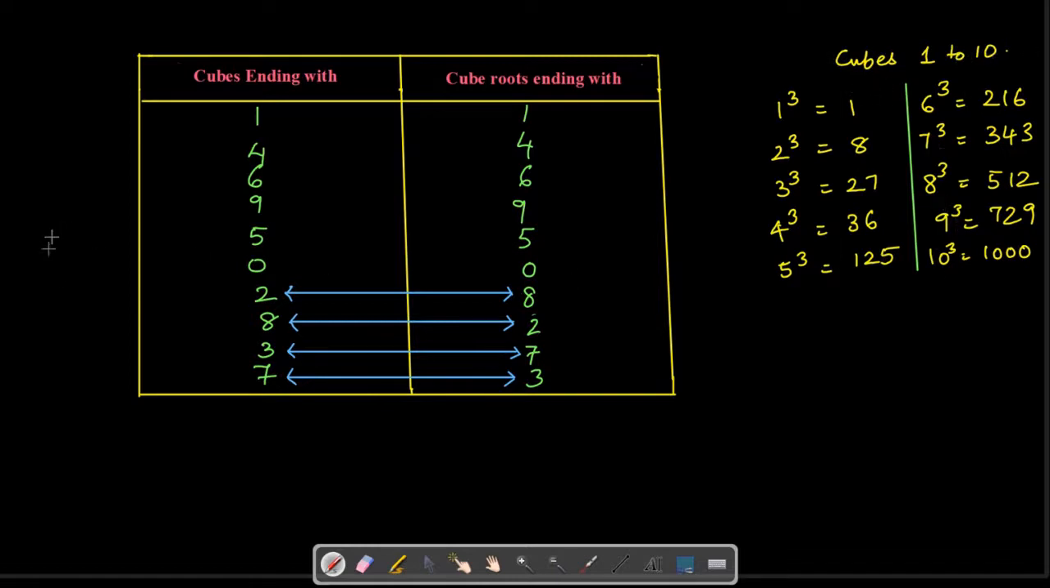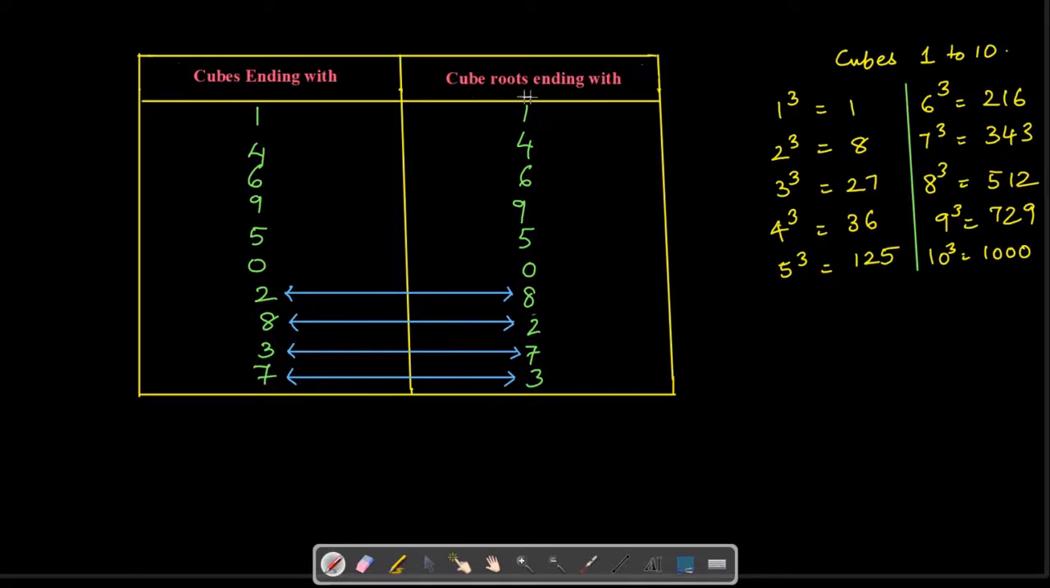And now when we try to find the cube roots, let us see this small table. Here it says the values of the cubes which are ending with, that means the value in its ones place digit, are 1, 4, 6, 9, 5, 0, 2, 8, 3, 7. If you can see from here, you get the values in the ones place digit from 1 to 0, right? So we have just represented it as 1, 4, 6, 9, 5, 0, 2, 8, 3, 7.